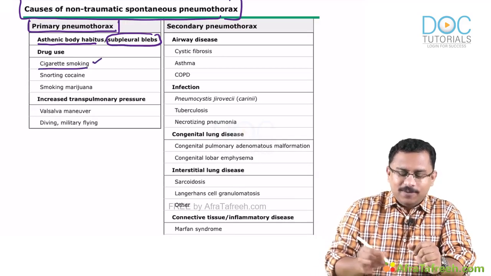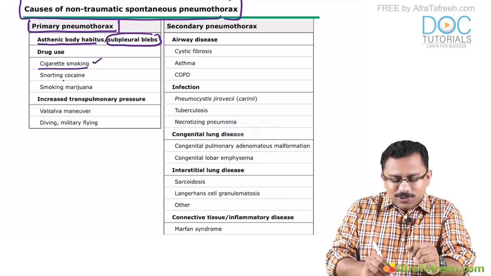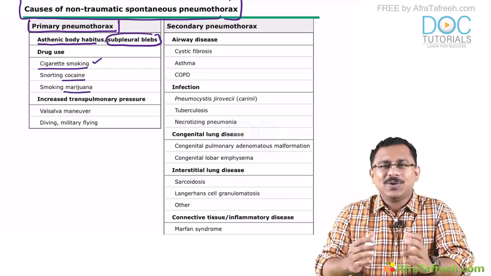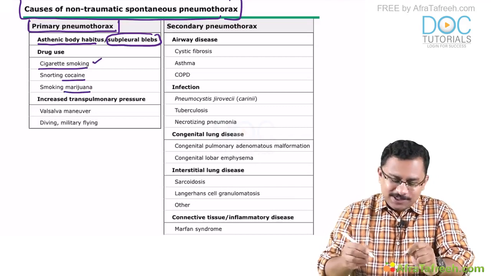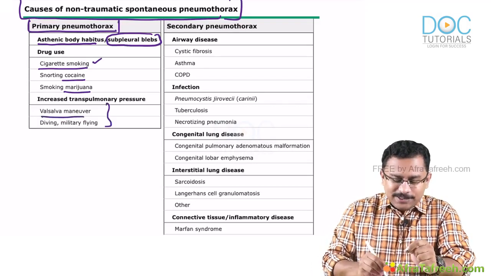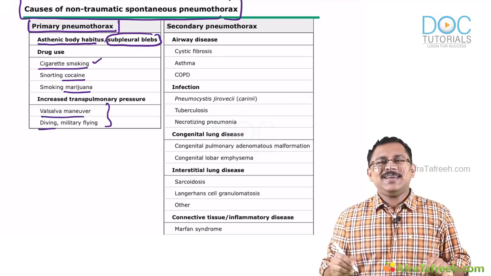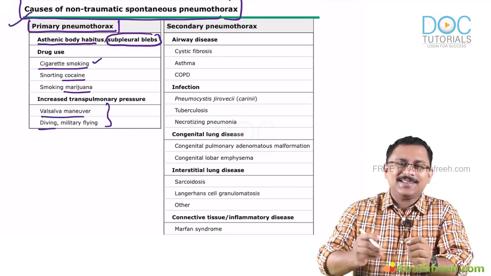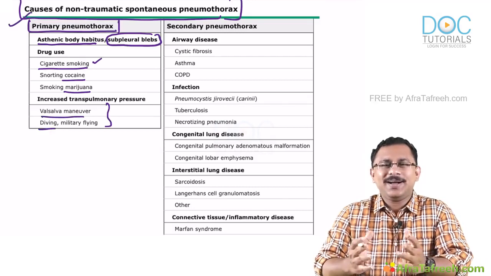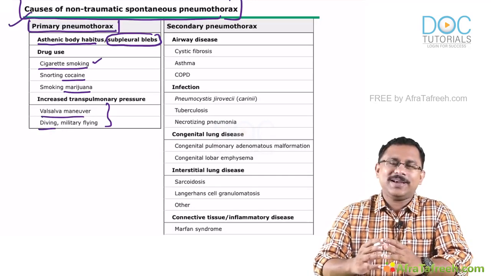And cigarette smoking, I have already told you. Individuals with cocaine and marijuana exposure are also at increased risk of developing a primary spontaneous pneumothorax. So are maneuvers like Valsalva and diving, which will increase the transpulmonary pressure. Okay, see, these are the settings in which you develop a primary spontaneous pneumothorax.